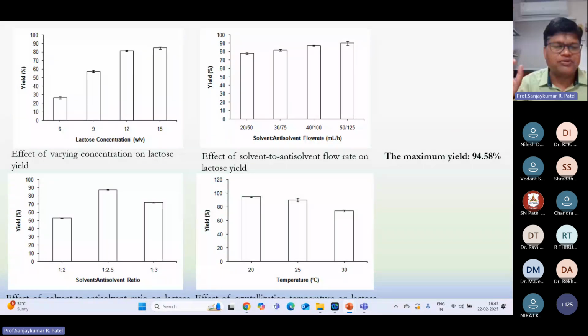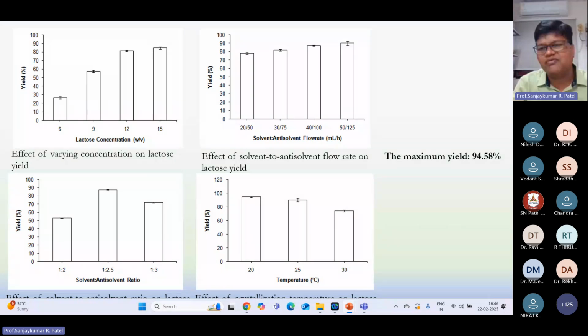Okay, and there are some limits up to which you can increase the solution concentration. Otherwise, there would be a clogging effect also, where the crystals can clog within the microchannel, and then it will be of no use. Then we need to make sure of that also. Okay, so by varying all of these parameters, the maximum yield that we have obtained is 94%. Previously, in the case of anti-solvent with the help of ultrasound, we reached up to 85%. But if you change the process, we are able to increase the lactose recovery by approximately 10% in this case.